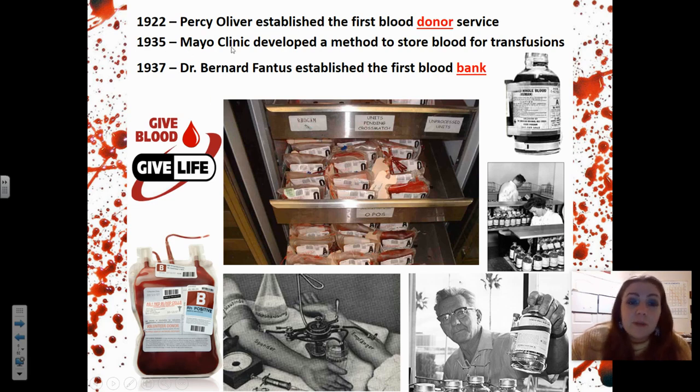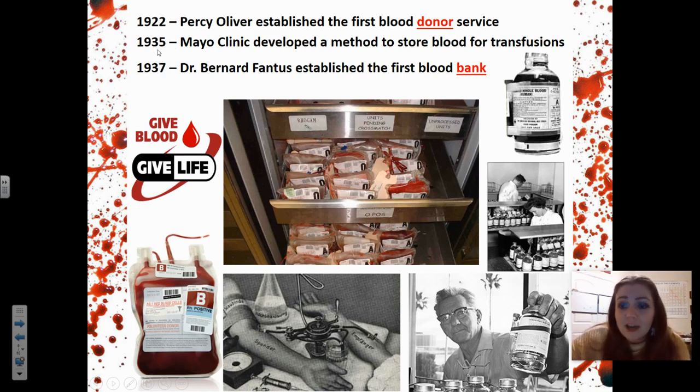In 1935, the Mayo Clinic developed a method to store blood for transfusions. And then Dr. Bernard established the first blood bank in 1937. So it wasn't until the 30s that we had blood on hand. If you think about that, a lot of us feel really comfortable in the fact that if you were bleeding out, you could go to the hospital and get blood. It's really pretty recent that that's been a possibility. Because this is when it started.